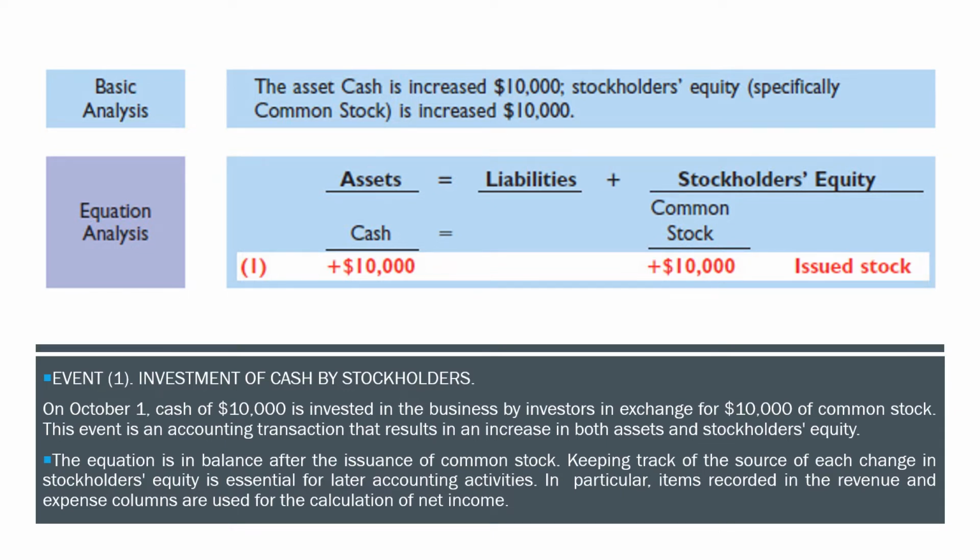The equation is in balance after the issuance of common stock. Keeping track of the source of each change in stockholders' equity is essential for later accounting activity. In particular, items recorded in revenues and expense columns are used for the calculation of net income.